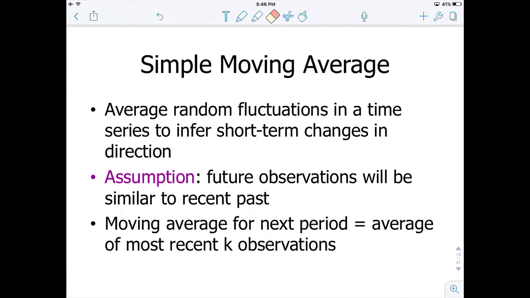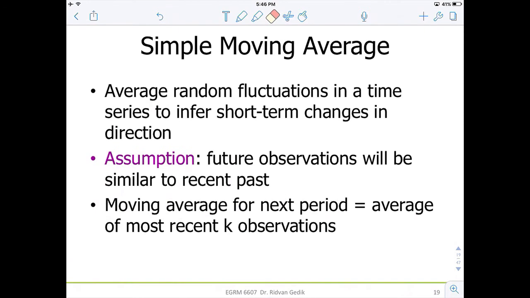Remember we had two forecasting types, the one with subjective, that's completely based on human judgment. The second one is the objective forecasting methods, and this is the first of the objective forecasting methods, the simple moving average. The main assumption here in simple moving average is that the future observations will be similar to the recent past.